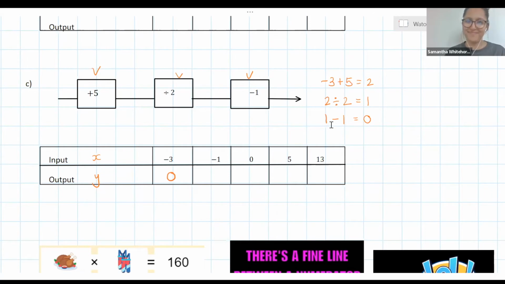I think it's going to be 0 because that... Okay, so we're doing the input of negative 1.